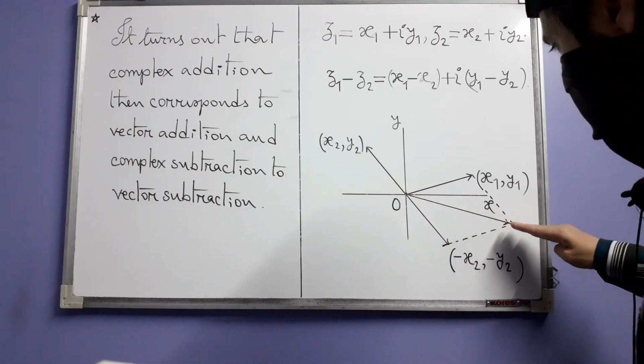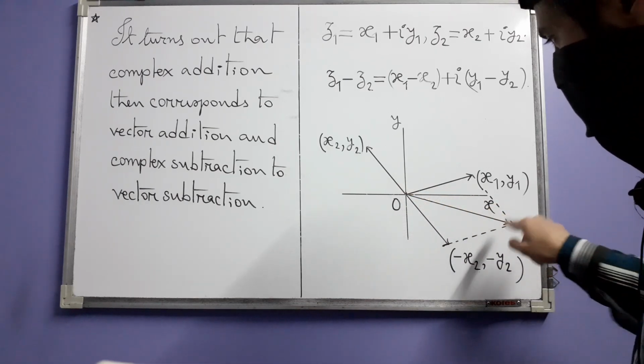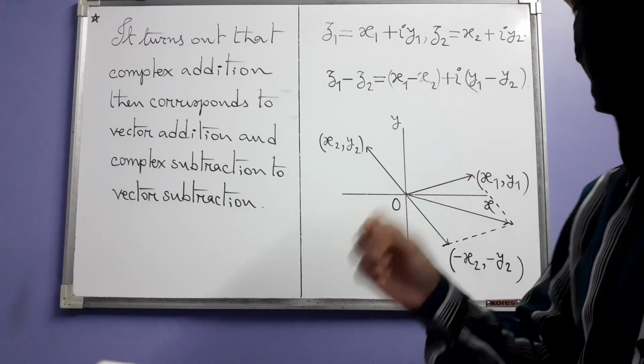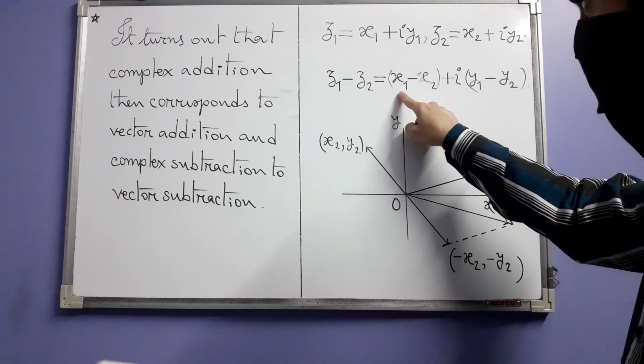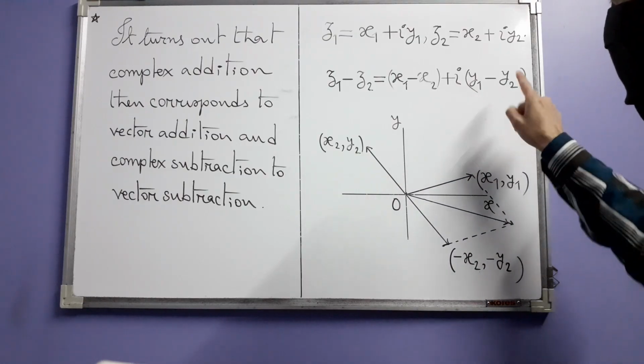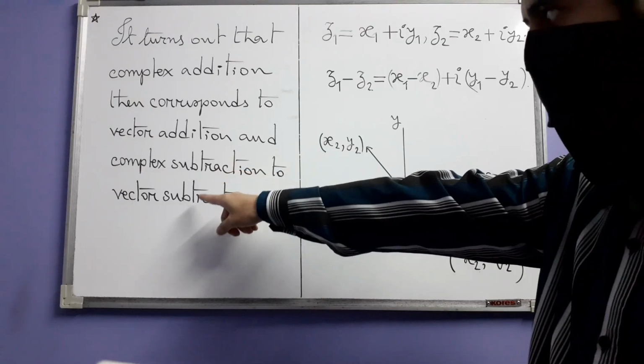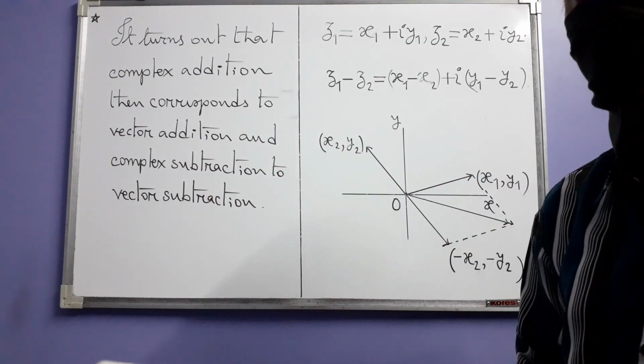You get this vector, and that point, that tip of the vector, the terminal point of that vector is exactly the point whose x coordinate is this and y coordinate is this. So that's how complex subtraction also corresponds to vector subtraction.